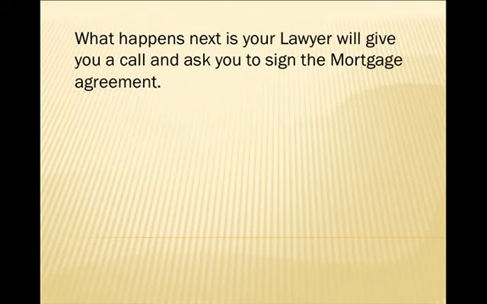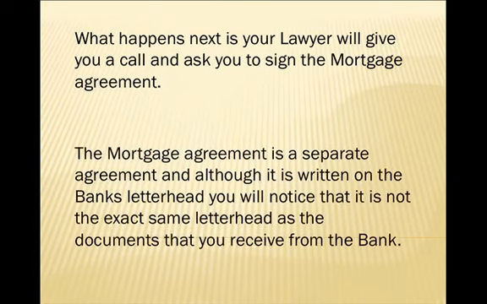But what happens next is your lawyer will give you a call and ask you to sign the mortgage agreement. The mortgage agreement is a separate agreement, and although it is written on the bank's letterhead, you will notice that it's not the exact same letterhead as the documents that you receive from the bank. Now, the second tier lenders do the loan and the mortgage agreement all in one. But the major banks come in acting as our attorney, give us the loan because they've switched themselves to the bank and made us the customer, and then they get the lawyer to do the dirty work of signing up the death grip, the mortgage.